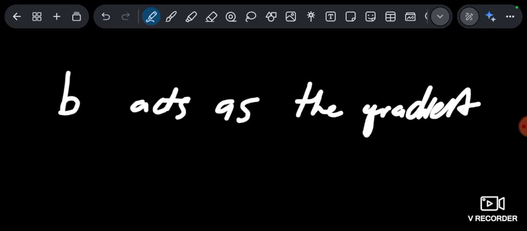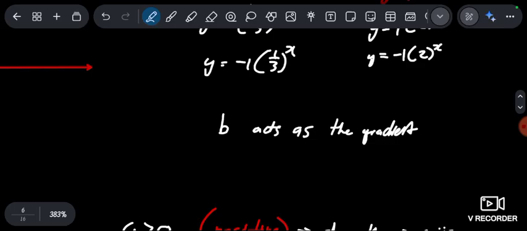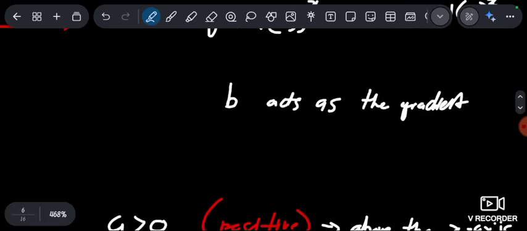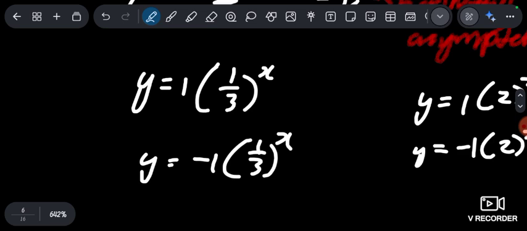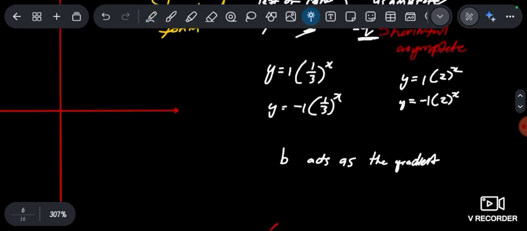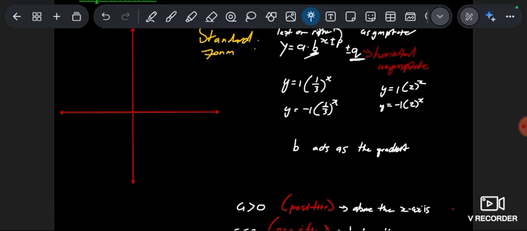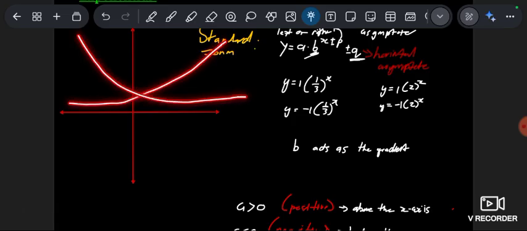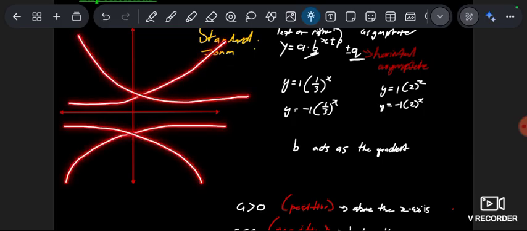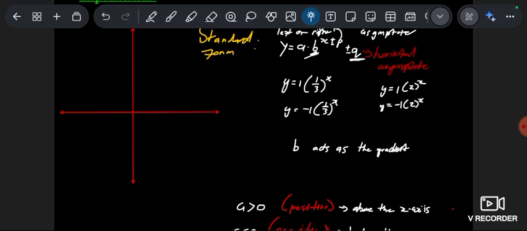I've shown you how to determine if the gradient is increasing or decreasing. Now, I want to teach you something. Don't say, it's a fraction, my graph is going to look like this. Because B will show us whether our graph needs to look like this, or like this, or like this, or like this. B will act as the gradient. It will direct us.